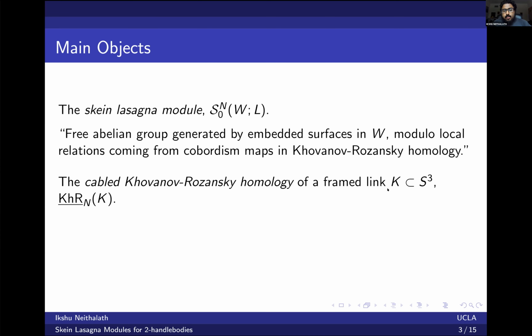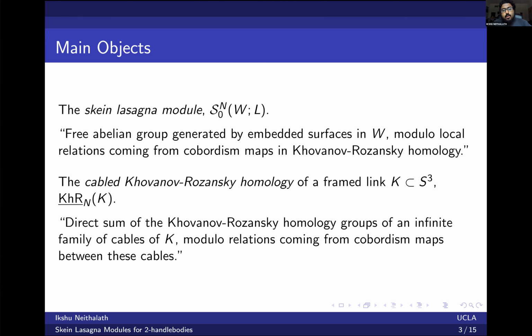Okay. And roughly, what is this cabled Khovanov-Rozansky homology? Well, what we do is we take a bunch of cables on our framed link, some infinite family of cables on the link, and we take the Khovanov-Rozansky homology groups of all of those various cables and take the direct sum of all those groups. So a direct sum of this infinite family of groups. And then we're going to use certain specific cobordisms between these cables, and those give us certain maps on the Khovanov-Rozansky homology, and we'll use those maps to define some relations in this group, and we'll mod out by those relations.